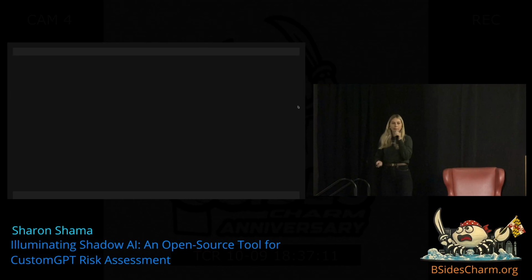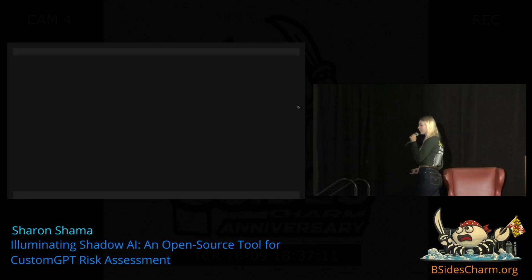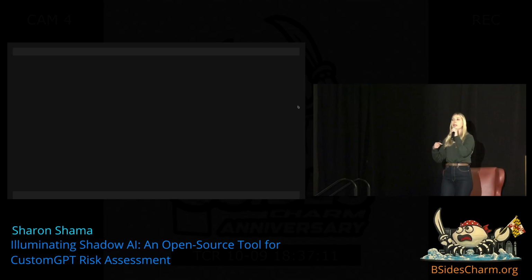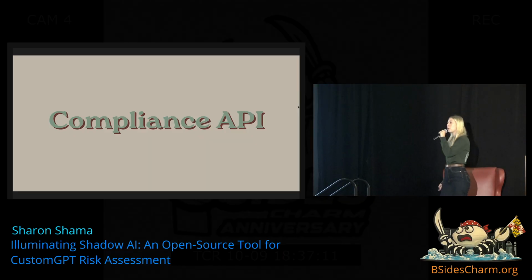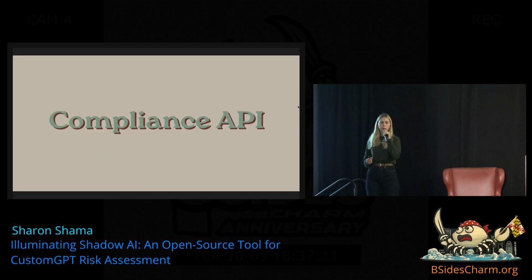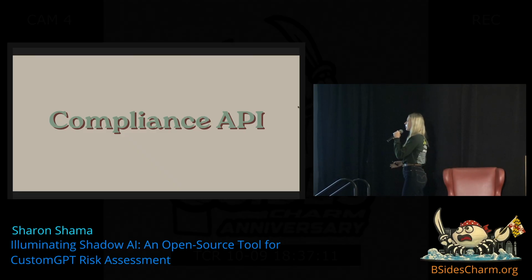So now that we know what CustomGPT is, and we know a little bit about OpenAI, how can we help this worried CISO? How can we help him gain the visibility that he needs in order to understand what happens in his organization? The answer lies in the Compliance API. The Compliance API is a set of tools that OpenAI built for organizations, for workspace enterprises, to help them with security auditing and legal needs that standard logs just don't provide.